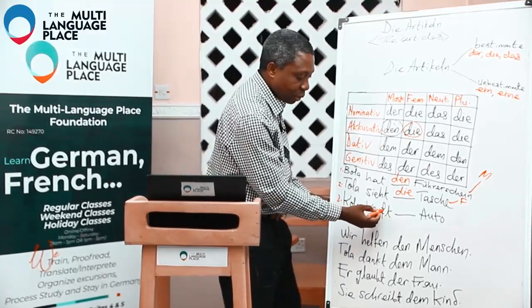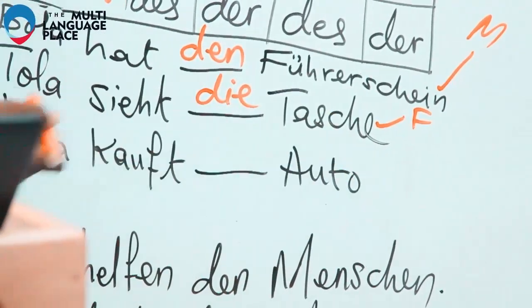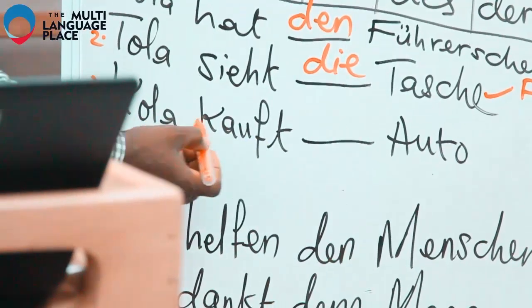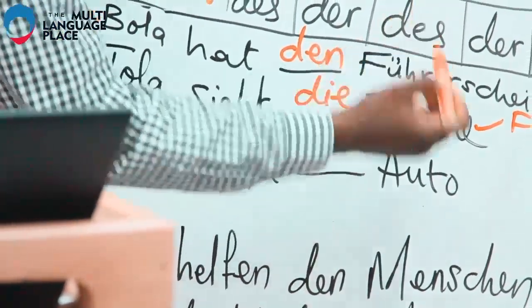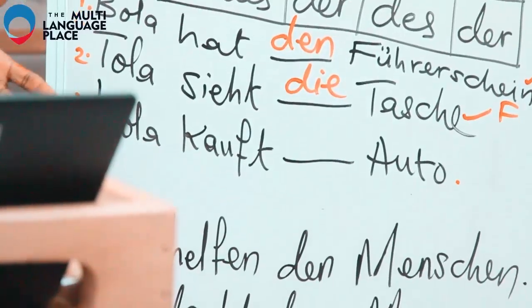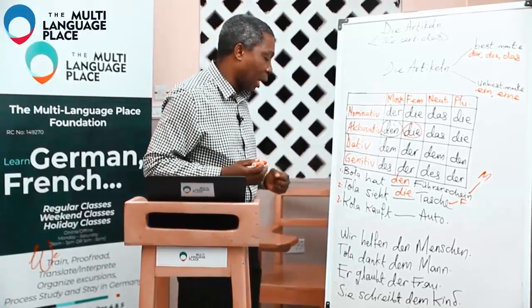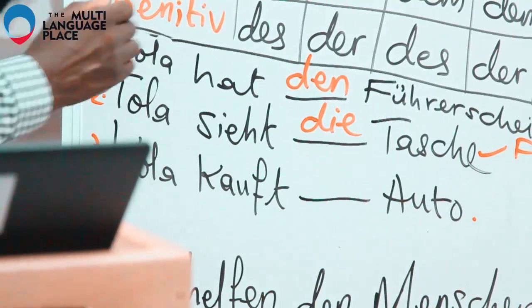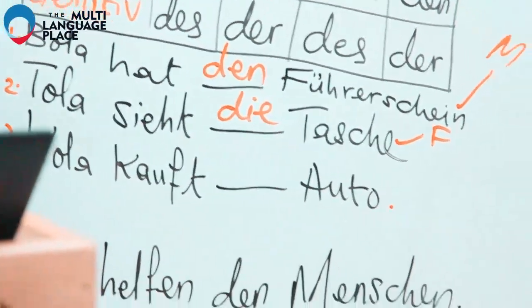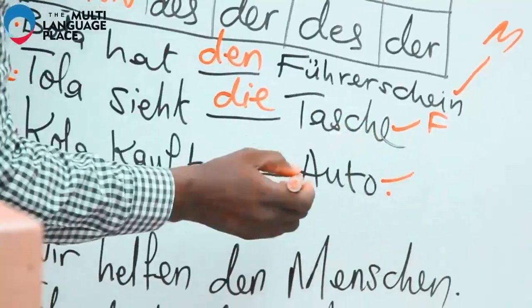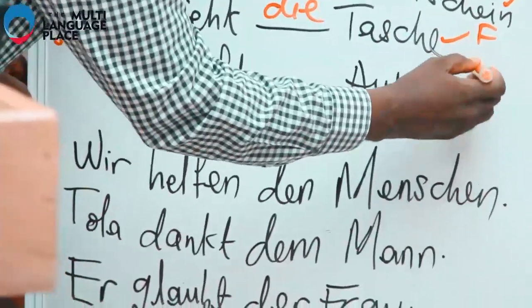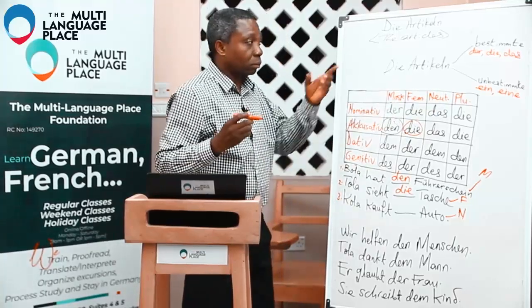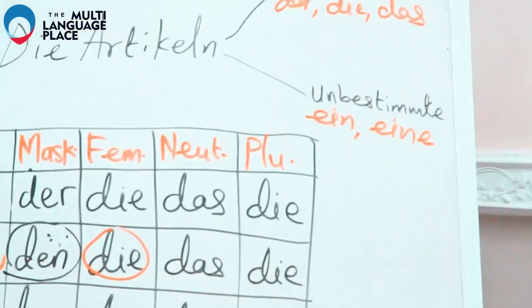Kola kauft Auto. This is kaufen, to buy. So Kola buys the car. That's what we want to say. But we don't just say it anyhow. We have established this is the nominative, this is the verb, and this is the accusative case. Therefore, we look for the gender of this word, which is neuter. When we are talking of neuter under definite article, we are talking of das.